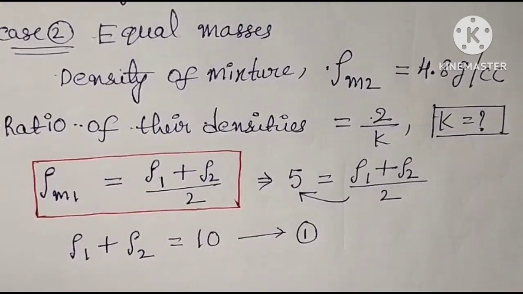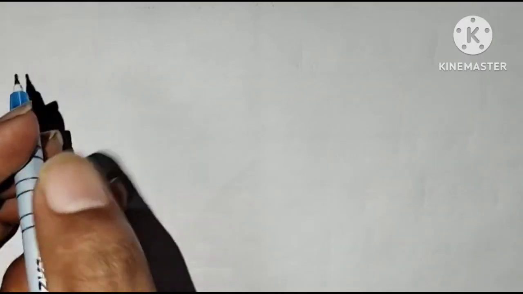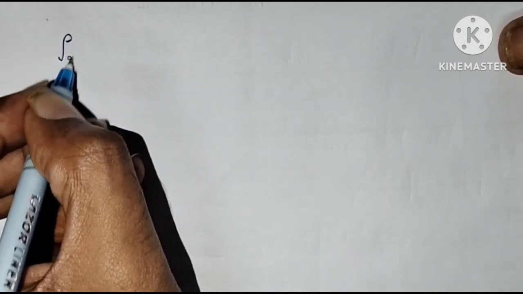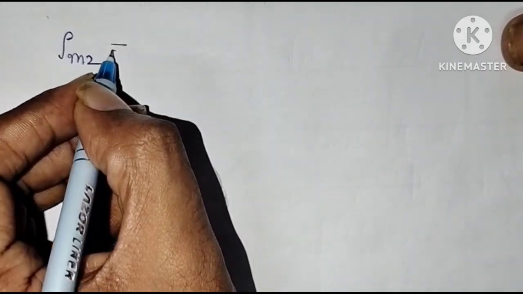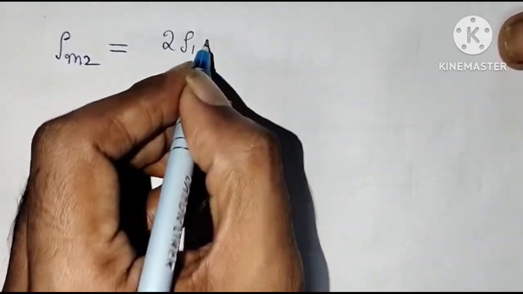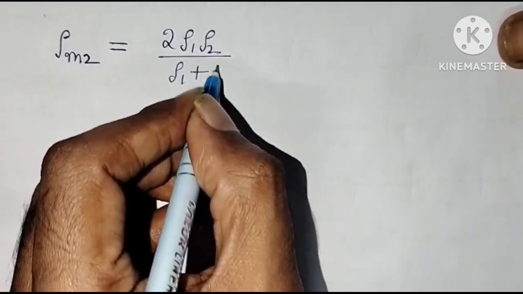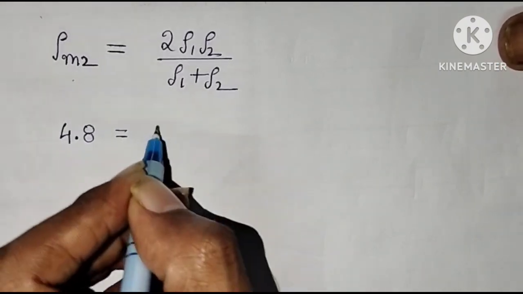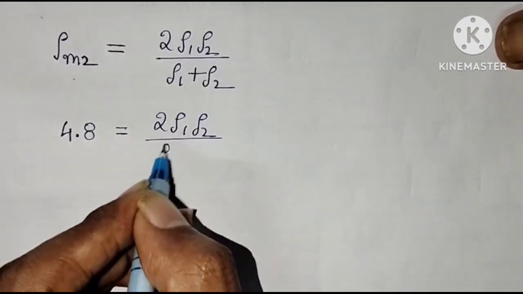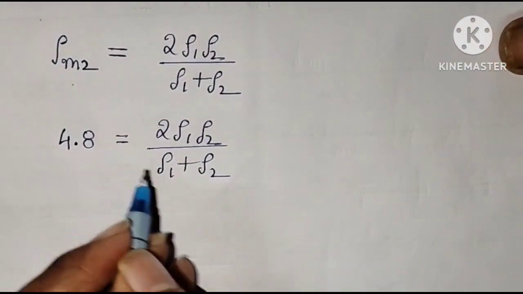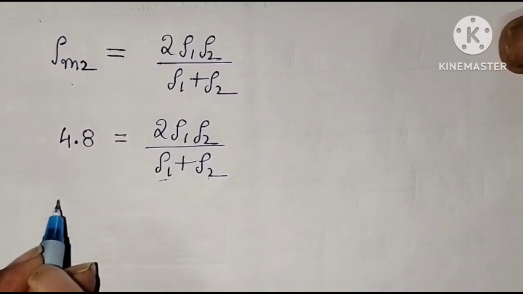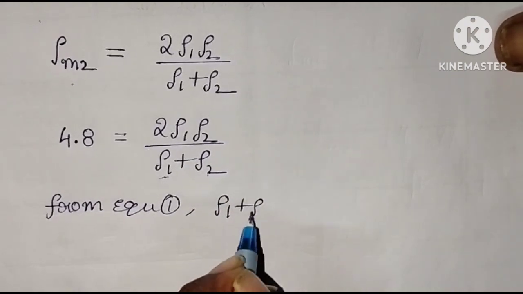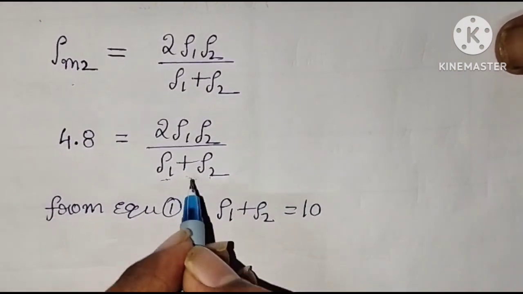Now what is our next case? Equal masses. If they are mixed in equal masses, rho m2, the resultant density, is equal to 2 rho 1 rho 2 by rho 1 plus rho 2. Rho m2 is 4.8 gram per cc. Again, rho 1 plus rho 2 from equation 1 is equal to 10. Now here put rho 1 plus rho 2 equal to 10.